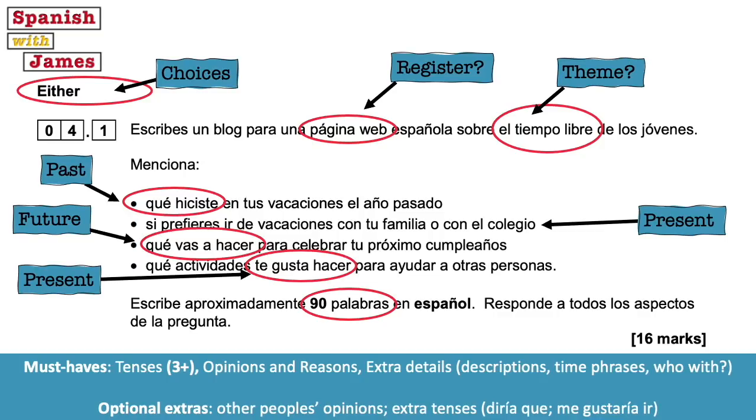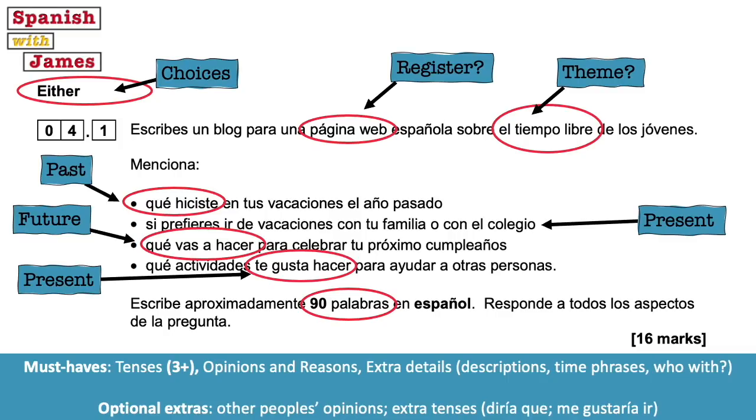And the optional extras you can include to get the highest possible mark are things like other people's opinions. So instead of pienso que, you could say mi amigo piensa que. And some extra tenses. Throwing in something like diría que, I would say that. It's a really useful trick because you get a conditional tense in and you're giving an opinion at the same time. And you could also put in a conditional like me gustaría ir, I would like to go.